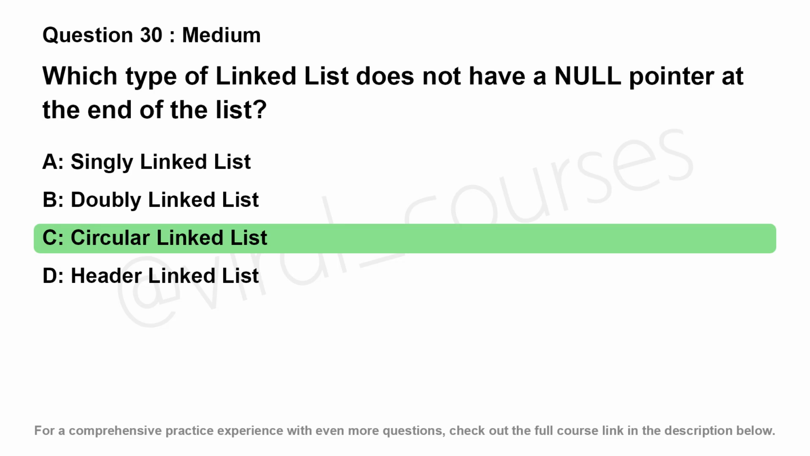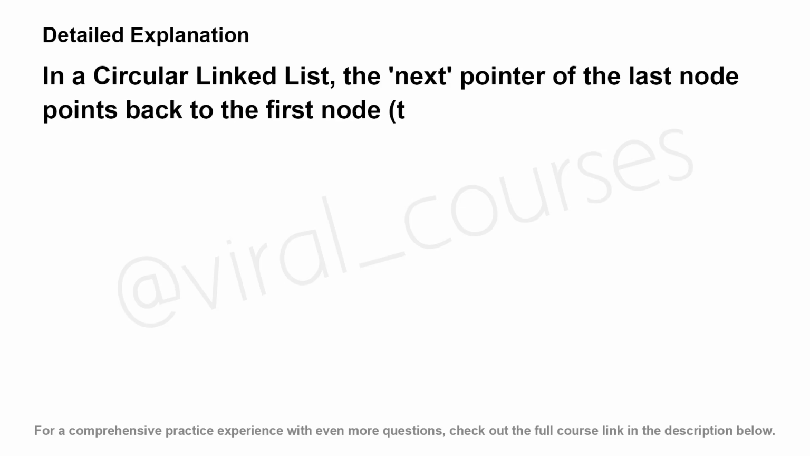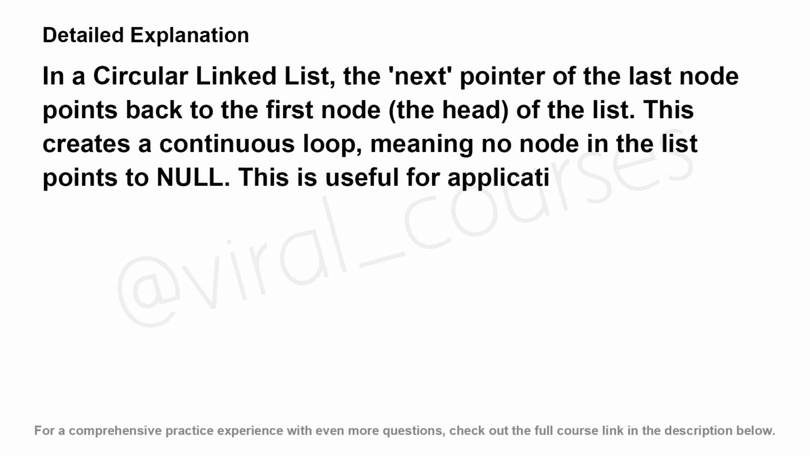The correct answer is C. In a circular linked list, the next pointer of the last node points back to the first node, the head of the list. This creates a continuous loop, meaning no node in the list points to null. This is useful for applications like round-robin scheduling.